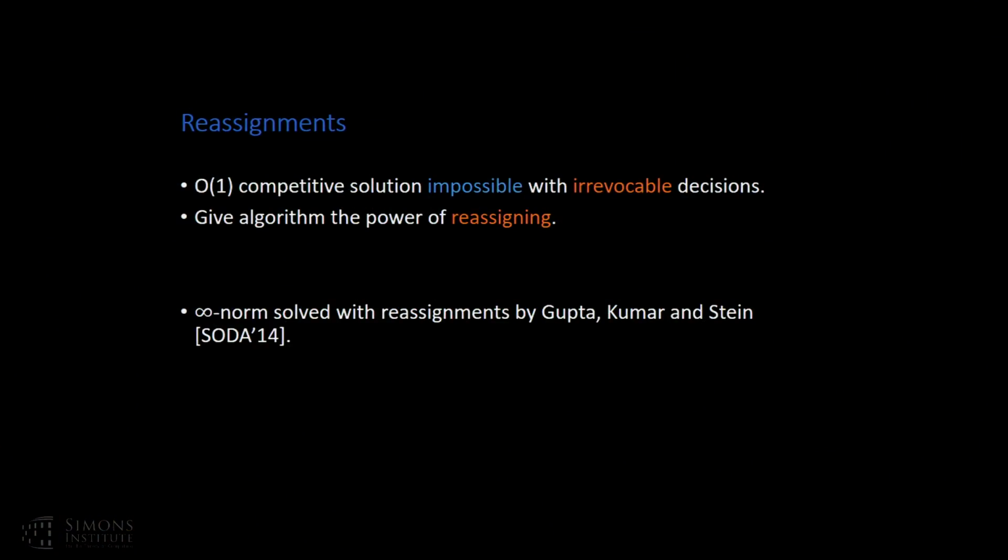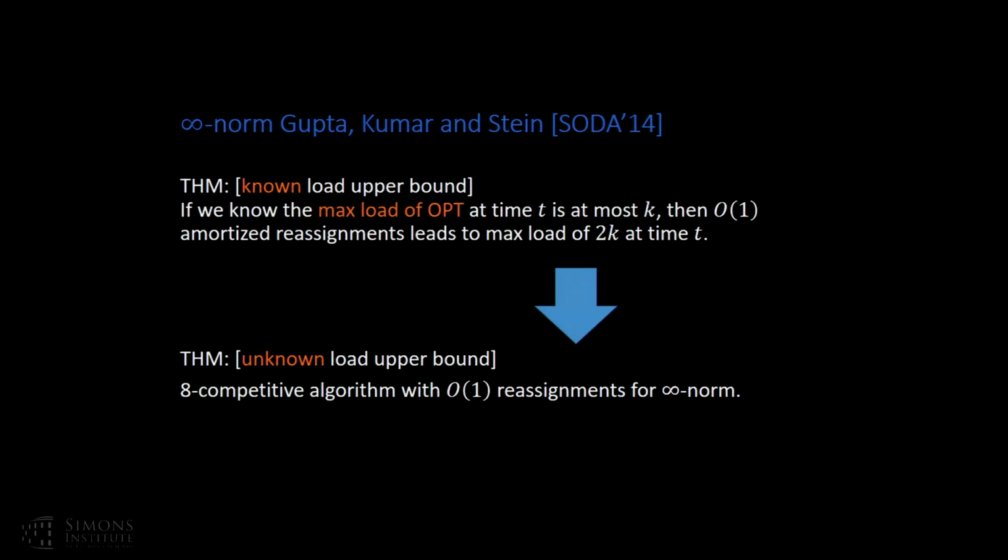In the infinite norm case, this was already considered in a SODA paper by Gupta, Kumar, and Stein, SODA 2014. And roughly speaking, this is what they did. There's a journal version that fixed a slight error over here, which was kind of crucial to understanding how these things work. There's a difference between the case where, let's say, we somehow magically know a load upper bound for the optimal solution.